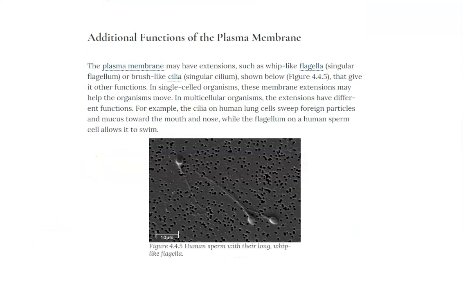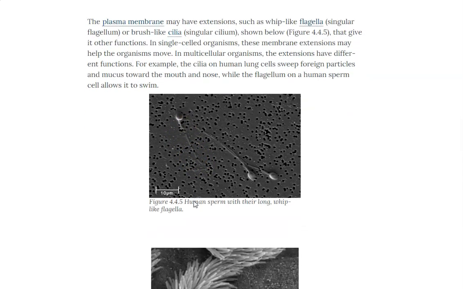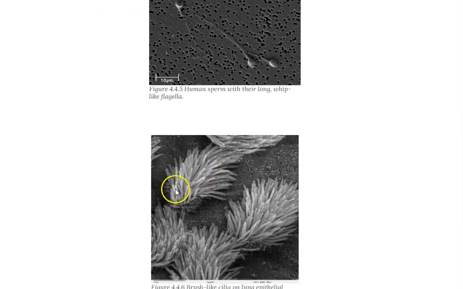When you look at the outside of the plasma membrane, it can have two different structures. One can be a tail or a whip-like tail called a flagella. And usually when you see sperm, the tails are flagella. And then there is a brush-like or hair-like cilia, which moves things in a rowing motion. So the sperm is whip-like and the cilia is rowing-like or wave-like motion. And both will help with motion or moving something over them.